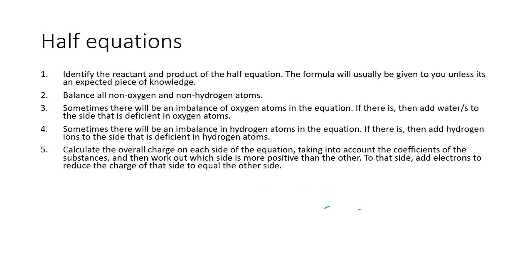Okay, so let's try hydrogen peroxide. So this is one of those special ones where oxygen will change into something else. Okay, it has a different oxidation number in the peroxide form. Okay, so let's go through this. Identify the products and reactants. Did that. Balance all non-oxygen and non-hydrogen atoms.